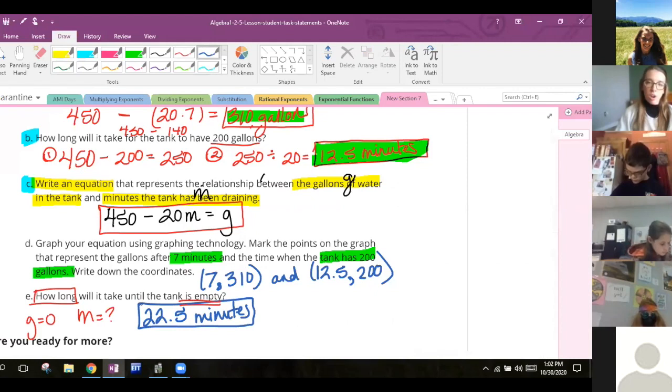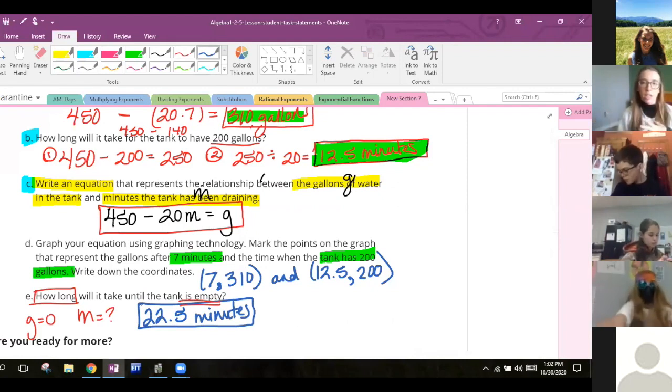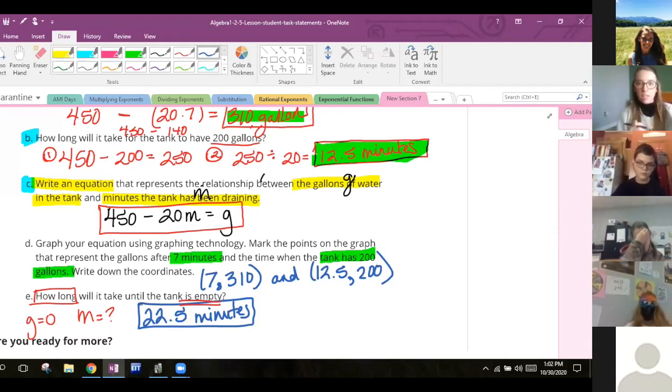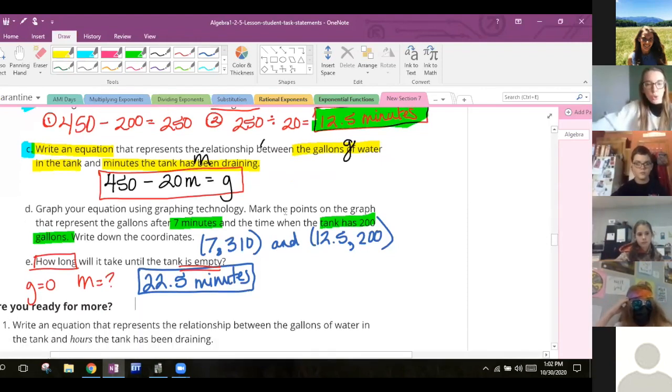Okay, so what we saw over and over and over again is that equations and graphs are not completely two separate things. When you are looking at a graph of an equation, the line that you see is the equation, okay? And so any value that's on those lines is the X and Y coordinates that make that equation true.